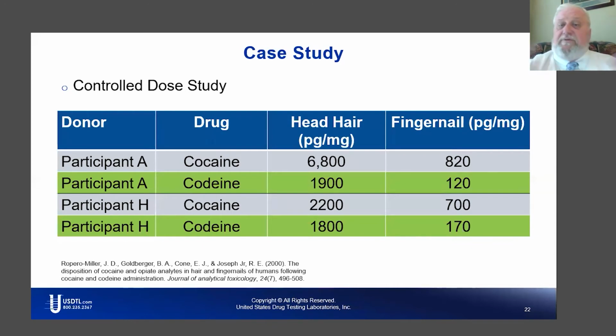Here's a second participant, and we saw the same thing. In cocaine, they had 2,200 in their head hair with 700 in their fingernail. And for codeine, we had 1,800 in the head hair and 170 in the fingernail. This is a pattern that we see day in and day out at USDTL. Occasionally we do get matched pairs of hair and nail, but not all the time because it's expensive, right? So when we do get a chance to see these matched pairs, this is what we see when we're talking about the bases.